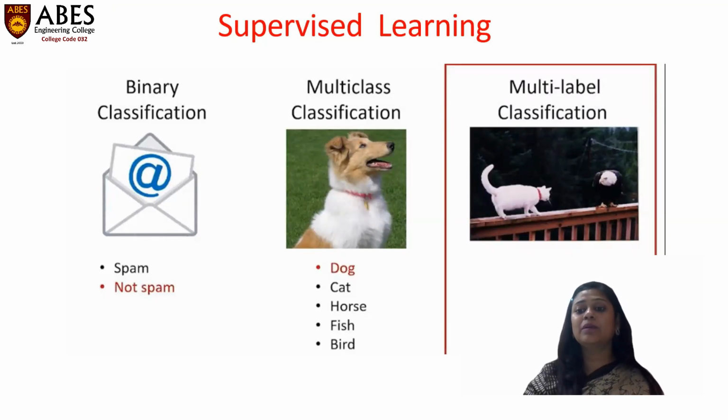And in multi-label classification, we design multiple classes: dog, cat, horse, fish, and bird. And we are able to identify two or three classes at a time, because it is a cat as well, or it is a bird as well. So it is a multi-label classification. This is the difference.